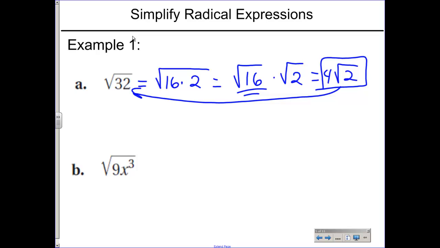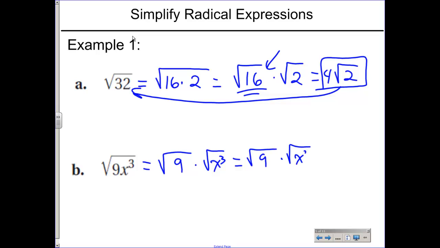So if you know your multiplication tables really well, and then you can figure out what the perfect squares are, then you can figure out things like the 16 here. Same thing down here on b, the square root of 9x cubed. What I'm going to do is break that into factors that are perfect squares and non-perfect squares. So the first thing is the square root of 9 and the square root of x cubed. Well, the square root of x cubed can be broken down even further. I can call it the square root of x squared times the square root of x to the first. So it's one big multiplication. The first two here are perfect squares.